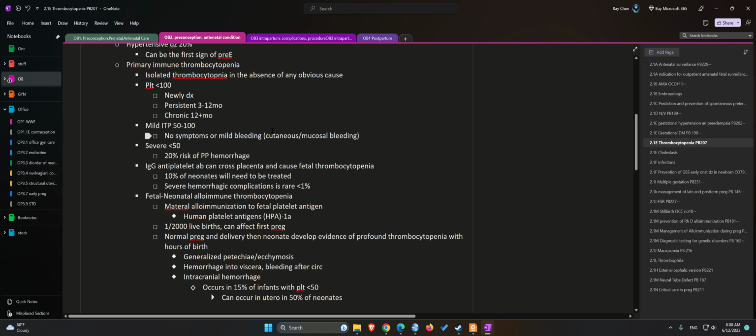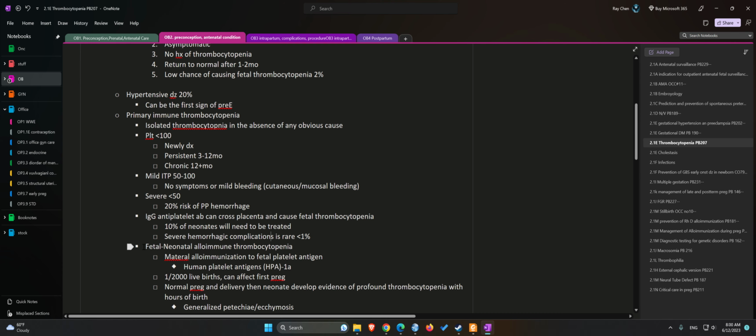There's a 20% chance of postpartum hemorrhage. And the IgG antiplatelet antibody can cross the placenta and cause fetal thrombocytopenia. 10% of neonates will need to be treated, but severe hemorrhagic complications are rare, less than 1%.